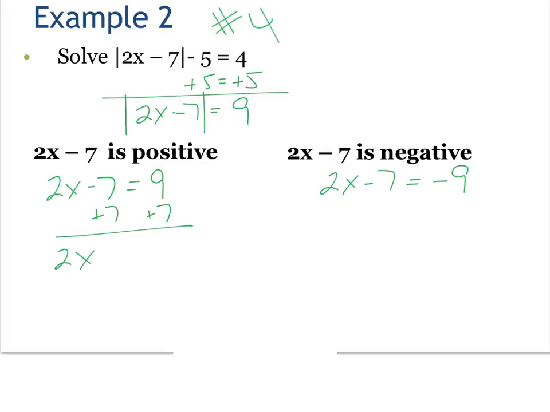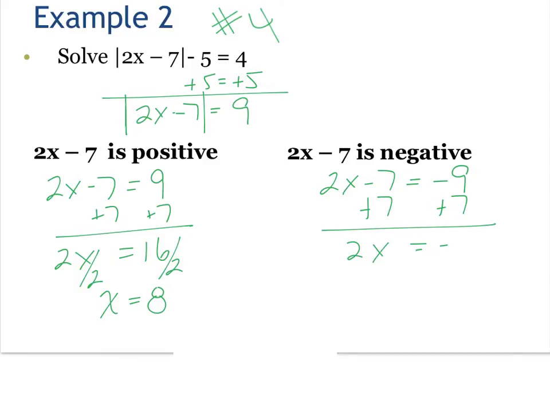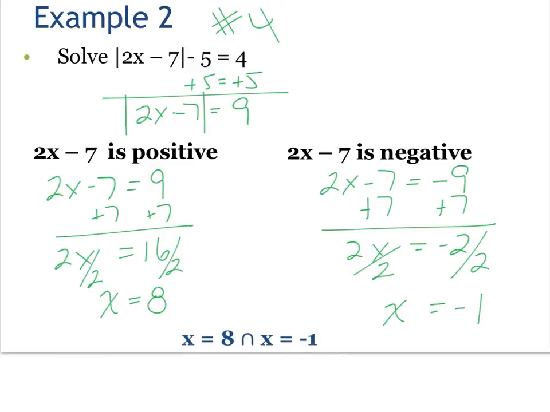So 2x equals 16, divided by 2, divided by 2, so x equals 8. On the right-hand side, we add 7 to both sides, so 2x equals negative 2. Divide both sides by 2, and x equals negative 1. So our solution is where x equals 8 and where x equals negative 1.